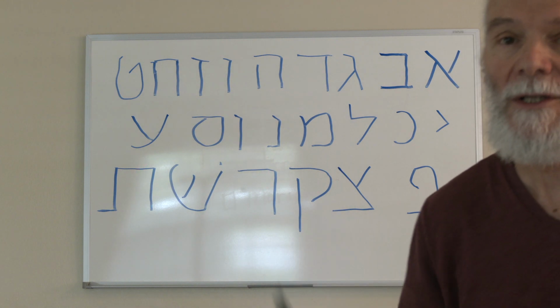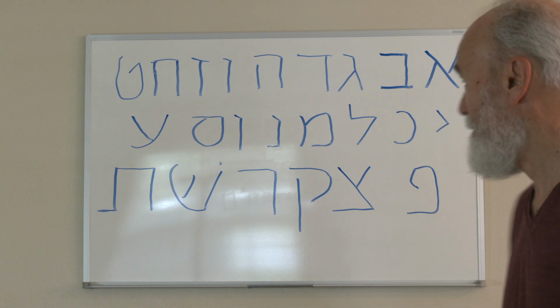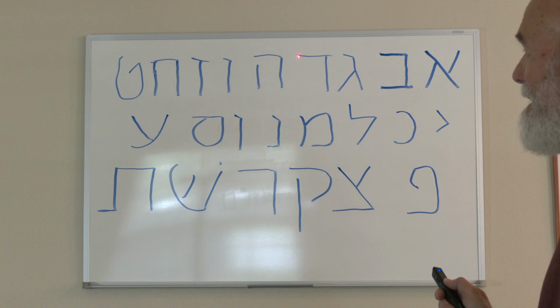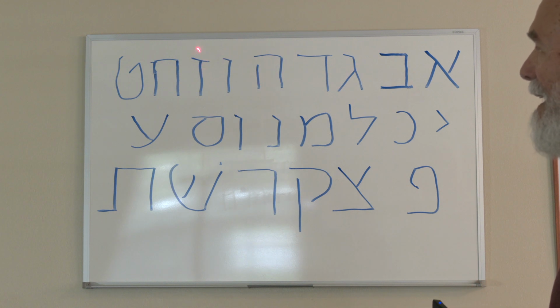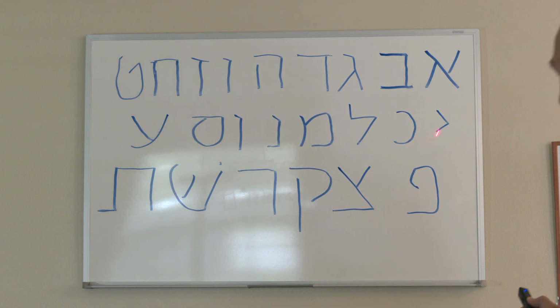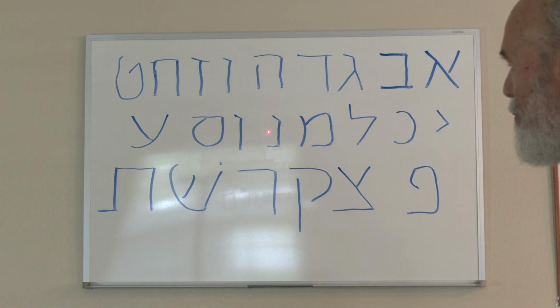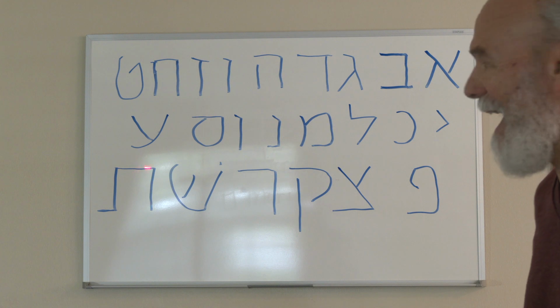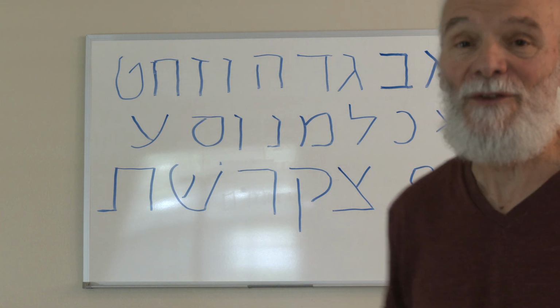Now I'm going to go through all of the letters very quickly. Aleph, bet, gimel, dalet, hey, vav, zayin, chet, tet, yud, kaf, lamed, mem, nun, samech, ayin, pei, tsadi, kuf, resh, shin, tav. Last letter, tav. So that's our review.